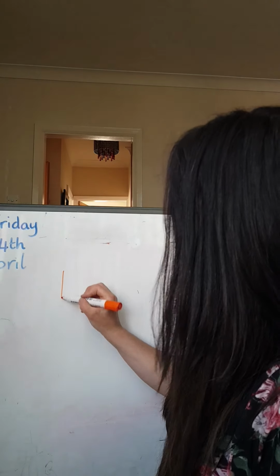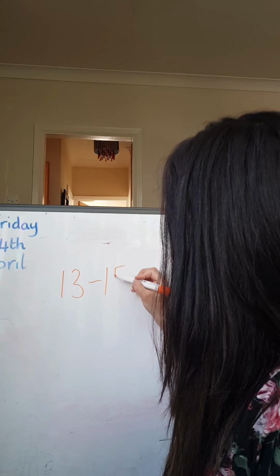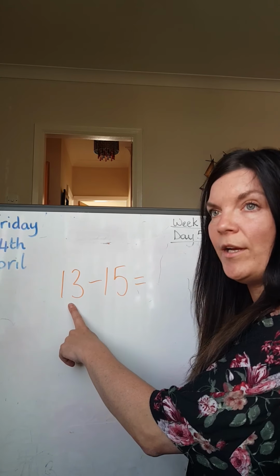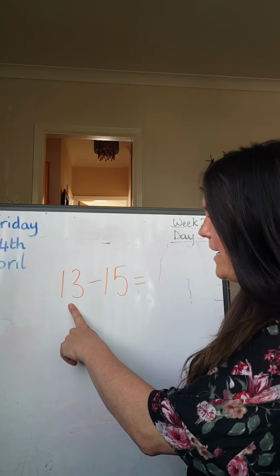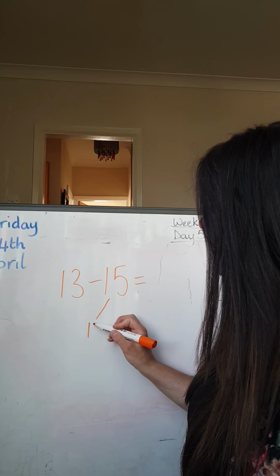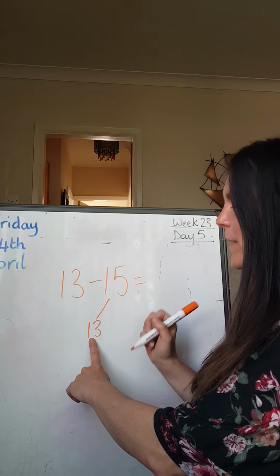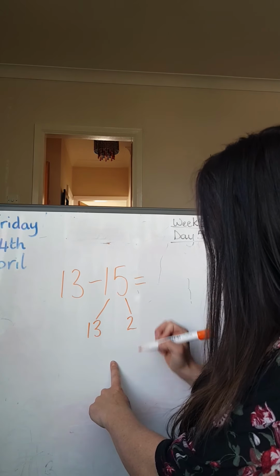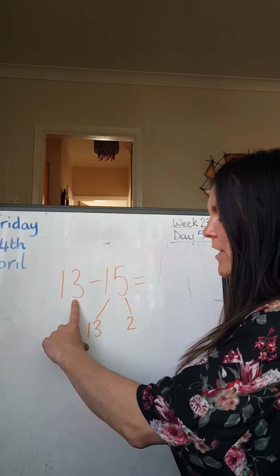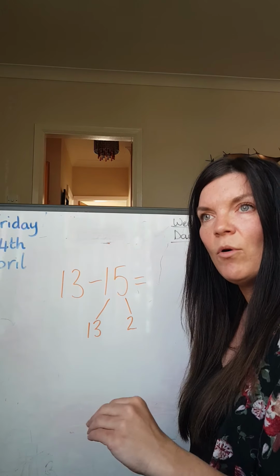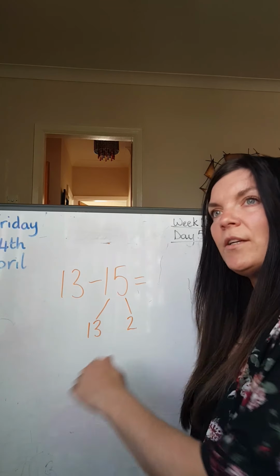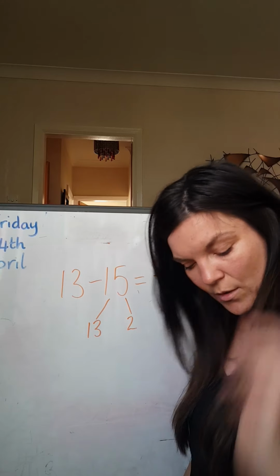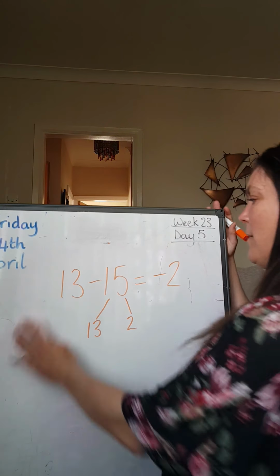Okay, question number 2, 13 take away 15 equals, well, I can spot straight away that 15 is bigger than 13, so I'm going to have a negative number at the end. So if I imagine taking or borrowing 13, splitting 15 up into 13 and something, what's left over? What's the difference? It'd be 2. So if I took 13 away from 13, I'd be back down at 0. And then I take away another 2, I would be going -1, -2. So the answer is -2 or negative 2, whichever way you want to say it.